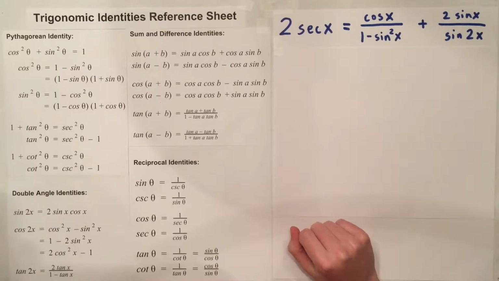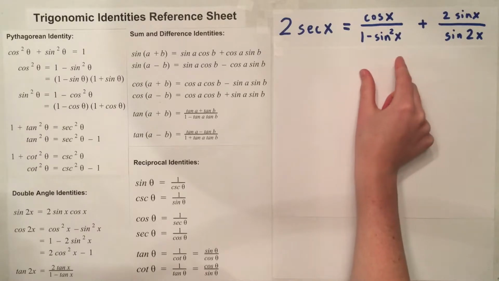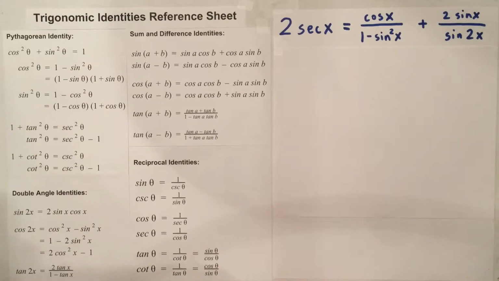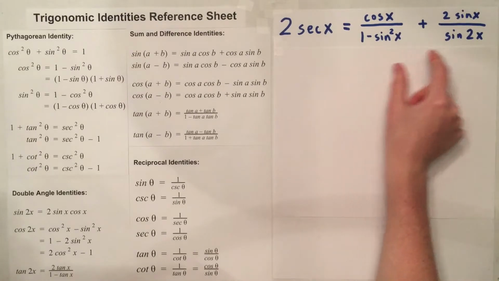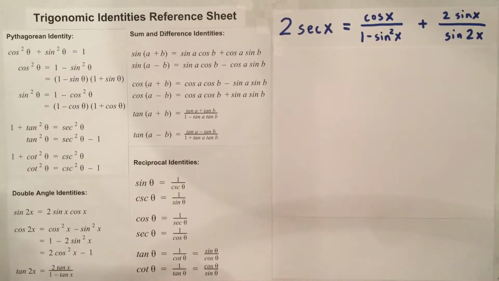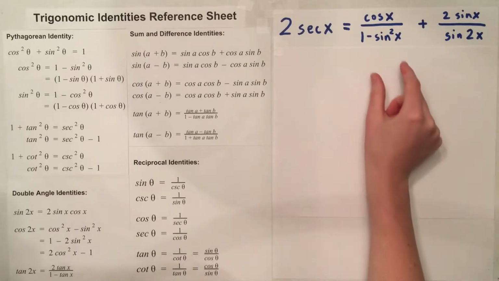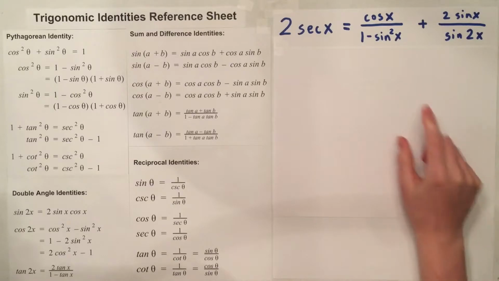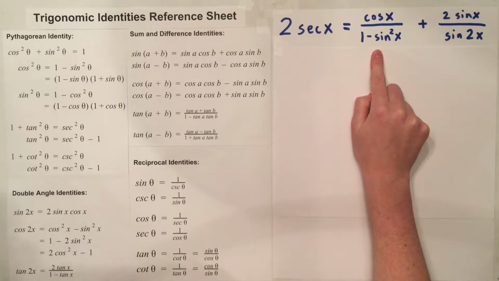I notice that the right side of the equation is sort of separated into 2 parts, whereas the left is just 1. So, to make the right more like the left, I want to combine the 2 separate parts into 1. Before I do this, however, I'm going to see if there's any simplifying that can be done in each of the parts so that the combination isn't as messy. Let's start with the cosine x over 1 minus sine squared x part.